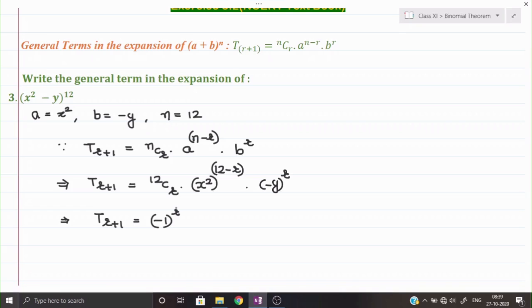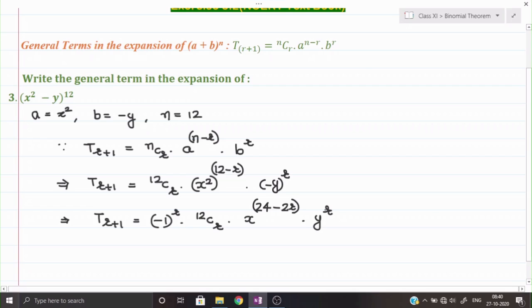Now if the value of r is even, minus 1 will become plus 1, and if the value of r is odd, it will become minus 1 only. Okay, so that's why I wrote minus 1 to the power r into 12 C r into x to the power 24. 2 and 12 minus r I am multiplying, 24 minus 2r, and then into y to the power r. This will be your general term, this is the only thing they are asking in the question.